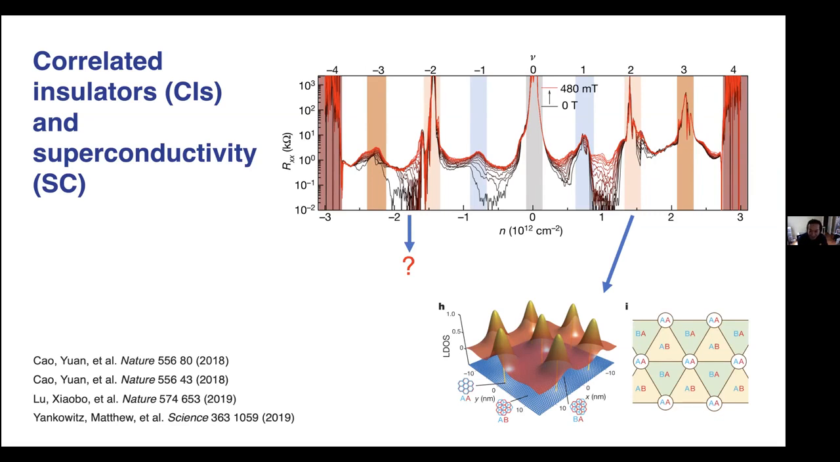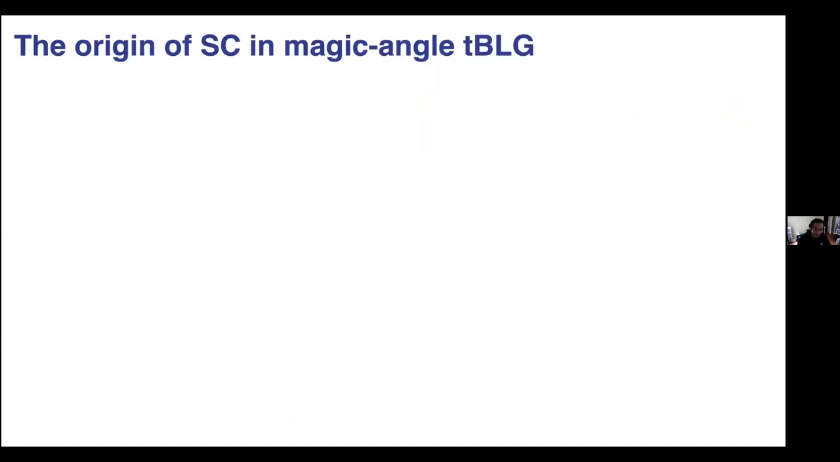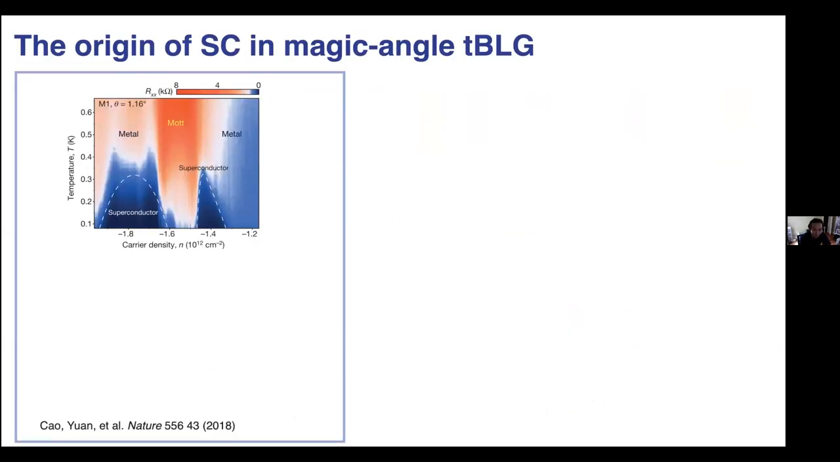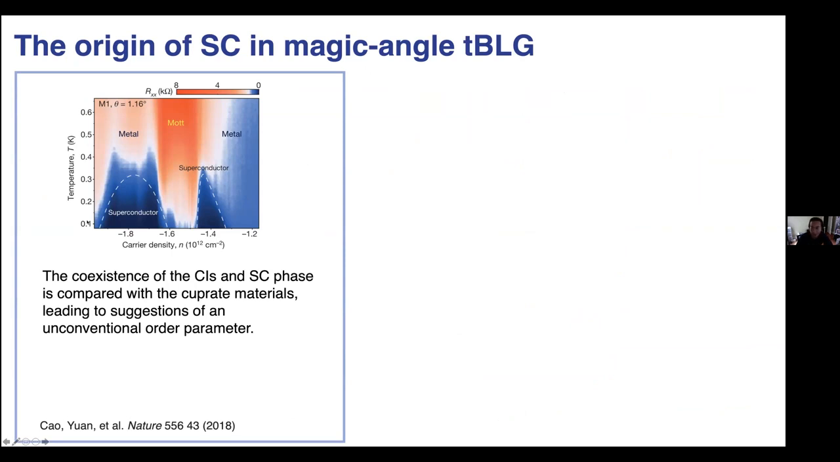However, there has been a lot of debate over the origin of the superconducting phase. On one hand, in the first paper reporting these amazing phenomena of the Moire flat band, it was noticed that the superconducting phase and the correlated insulator coexist in the phase space in a fashion that's very reminiscent of cuprate materials. This has led to the suggestion that the superconducting phase may have an unconventional origin, which is to say that Cooper pairs and superconductivity arise from an all-electronic mechanism. It's stabilized by Coulomb interaction.